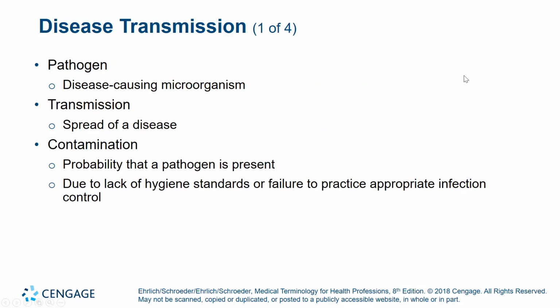Next, we have pathogen. This is a disease-causing microorganism. Transmission, this is just the spread of disease. And we have contamination due to lack of hygiene standards or failure to practice appropriate infection control. Probability that our pathogen is present in contamination. So these are disease transmissions. We've got a few of them here.